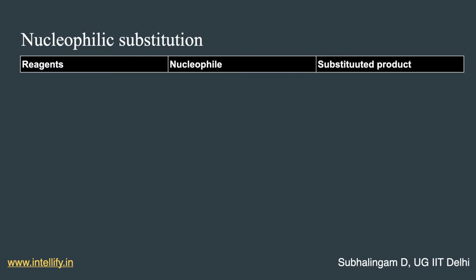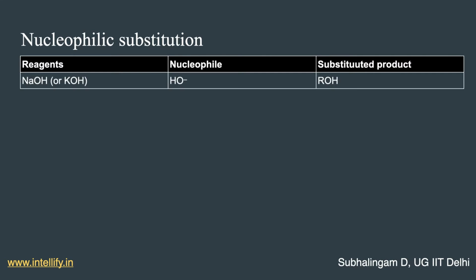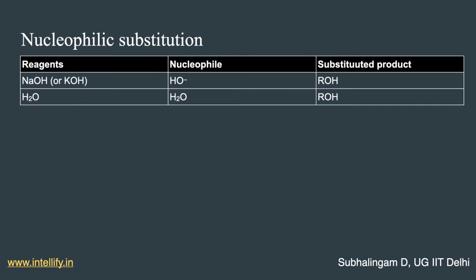That is, if we treat an alkyl halide with a reagent, what is the substituted product that we get, and what exactly is the nucleophile in the reagent? First in the line is sodium hydroxide or equivalently potassium hydroxide. The nucleophile here is OH minus and we get an alcohol, that is ROH. If we treat it with water, the water itself is a nucleophile and we again get ROH.